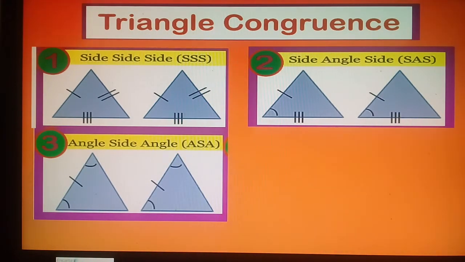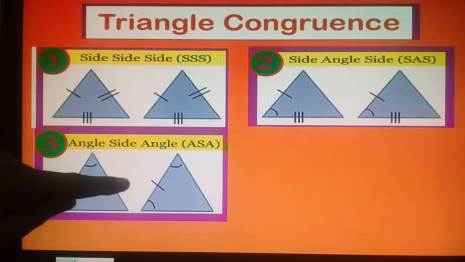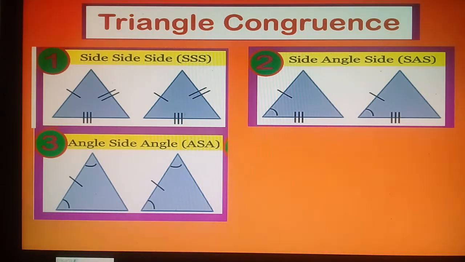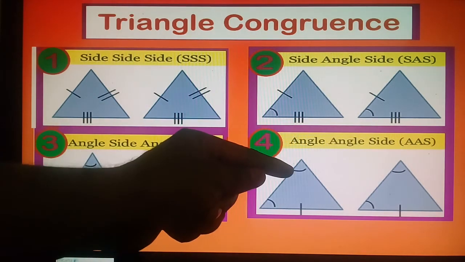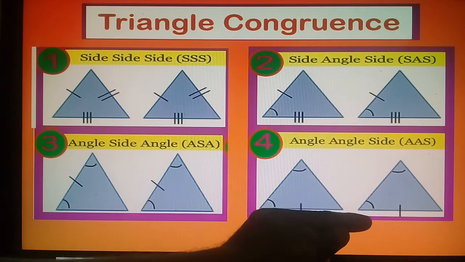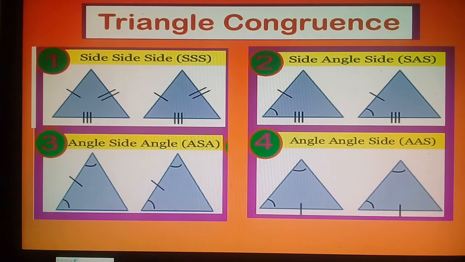Case number three: angle, side, angle. It means I have an angle in this triangle equal to that angle in the other triangle, this side equal to that side, and this angle equal to this angle. That's why I have angle, side, angle. Wow, how nice. Case number four: angle, angle, side. In this triangle I have this angle, and in the other I have this angle, and I have this angle in this one and this angle in the other, and a side in each. That's why I said the case is angle, angle, side. Those are the four cases of congruence that you have to know in Euclidean geometry.